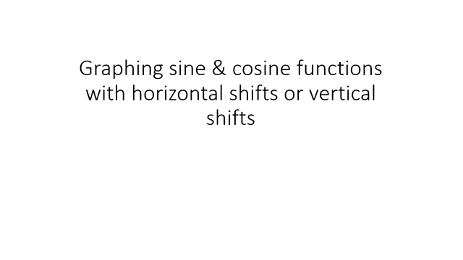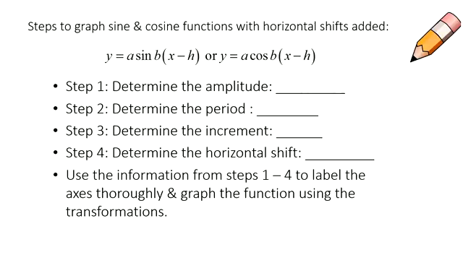So today we're going to graph sine and cosine functions with horizontal or vertical shifts. We're going to do two kinds of shifting today, or two kinds of changes to our graphs. The first one we're going to look at is what's known as a horizontal shift. These are not much newer than what we did with a horizontal move of our graphs before.